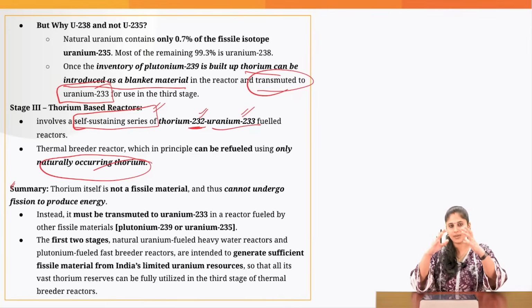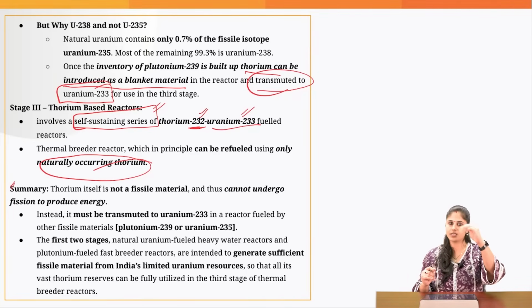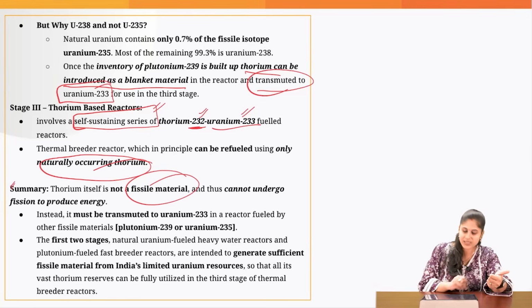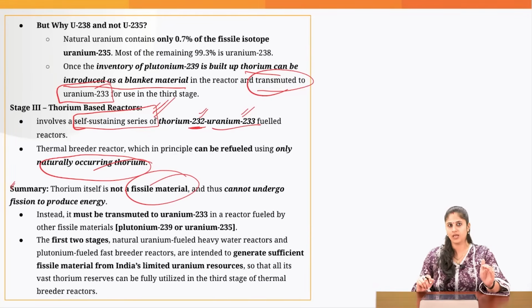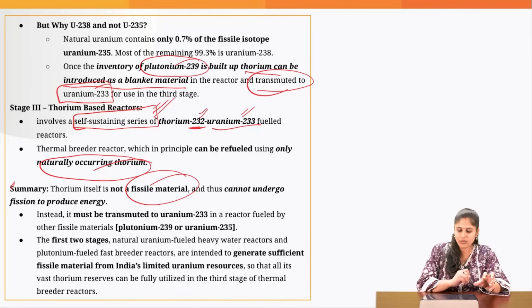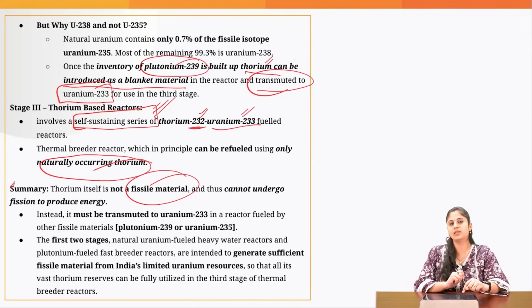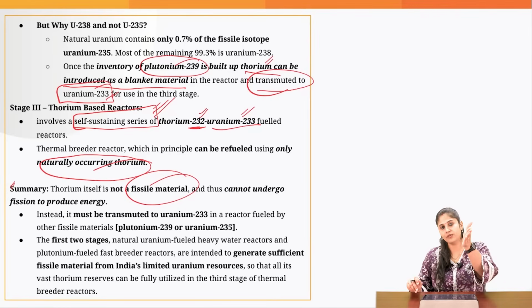Let me just summarize why we break it down into three stages. First, India has huge reserves of thorium, and thorium itself is not a fissile material. That is the reason you cannot begin directly with the third stage. You need an adequate inventory of fissile plutonium 239, which would then be mixed with this thorium, and then you will be getting the fissile uranium isotope 233.